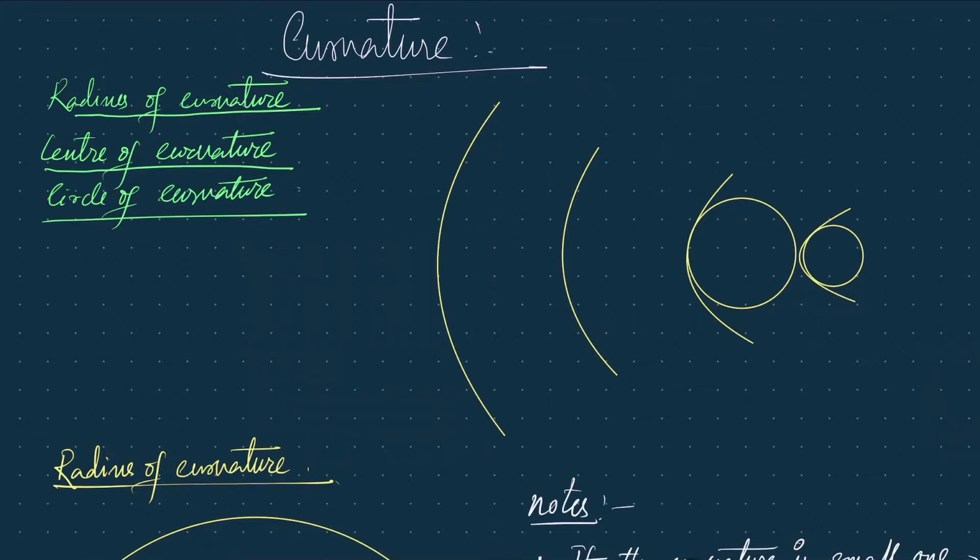Today this is a special lecture. This is called curvature. In this lecture I am going to explain what the radius of curvature is, what the center of curvature is, and what the circle of curvature is. Okay, what do we mean by curvature? Exactly. Curvature means, in Odia we say bakra.